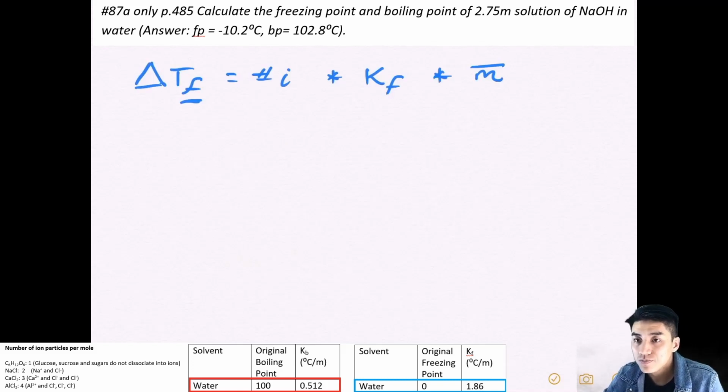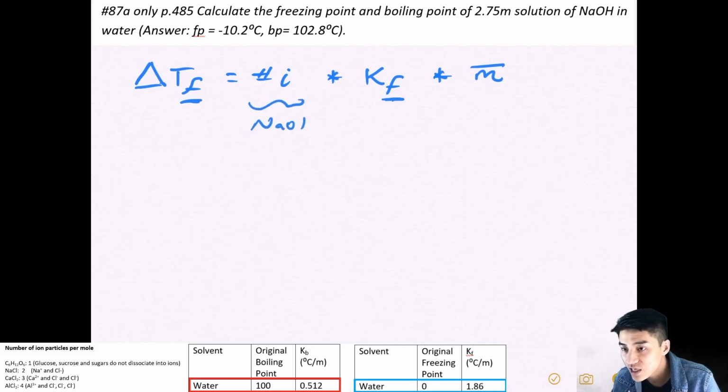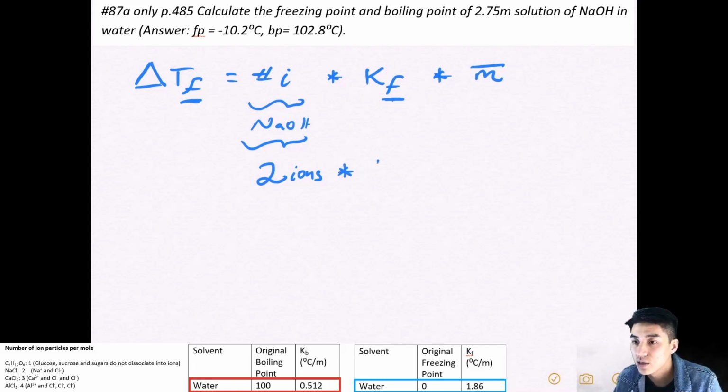The next problem is calculate the freezing point. So we're going to replace TB and KB with TF and KF. And again, because we're dealing with NaOH, i is still going to be 2. Sodium hydroxide breaks into 2 ions. And KF is going to be 1.86. It's in that table in the lower part of the screen.